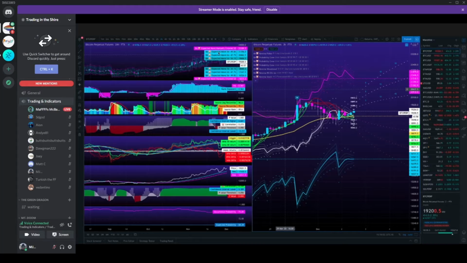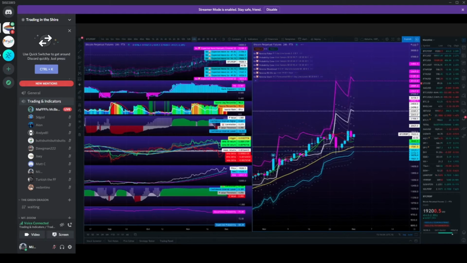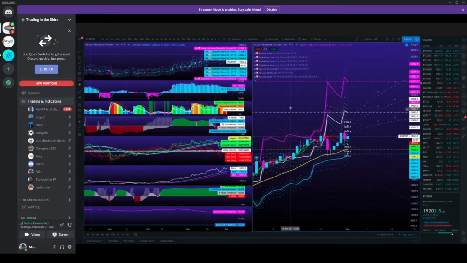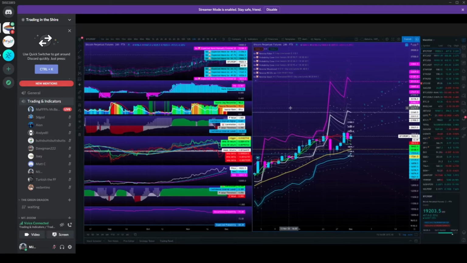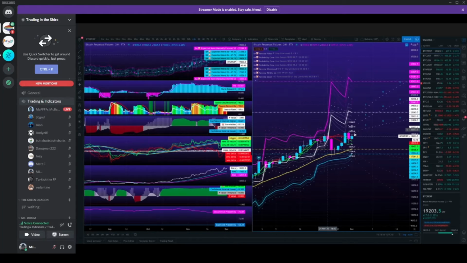Let's take a peek at these daily charts too, by the way. One first standard deviation to the upside was $19,524. Didn't quite get there.